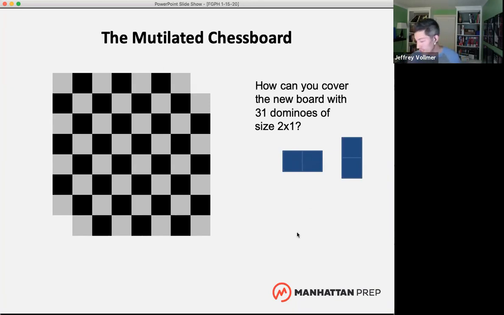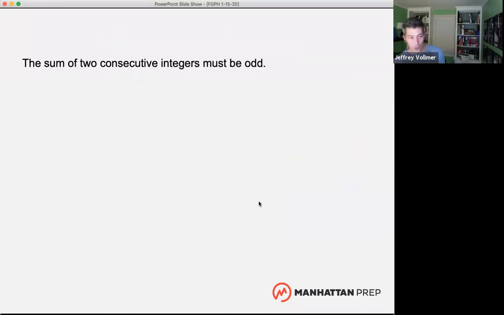Now, what does that have to do with consecutive integers, Jeff? I said this was maybe a little bit of a stretch, but let's see if we can work our way up to it. I want to use this idea to show, and maybe you already know why, the sum of two consecutive integers has to be odd, right? No matter what the two consecutive integers are, the sum has to be odd.